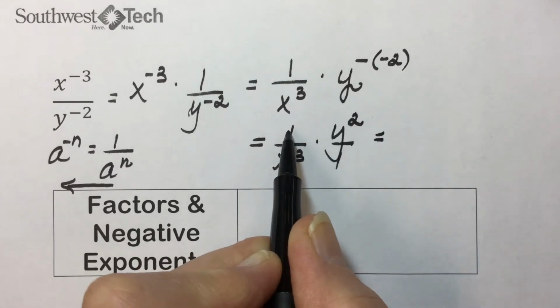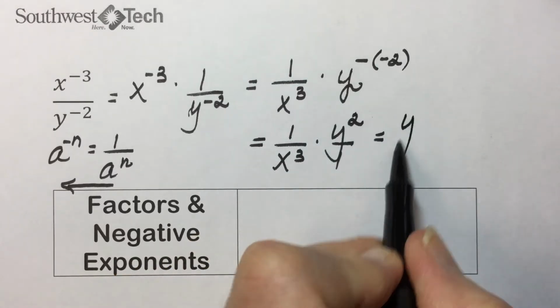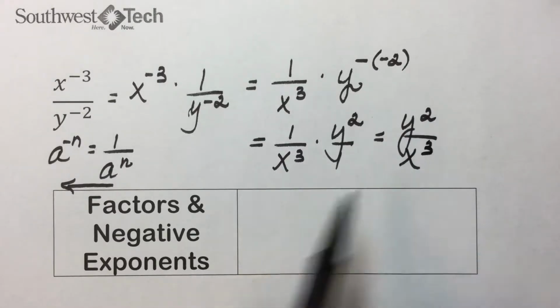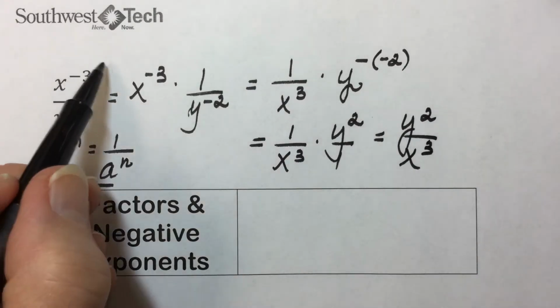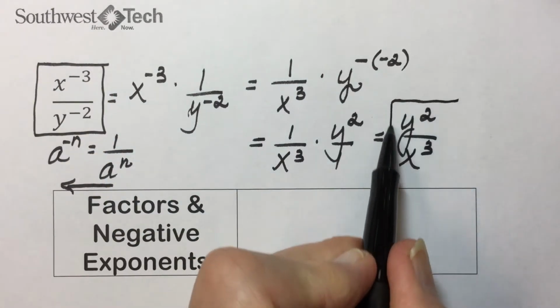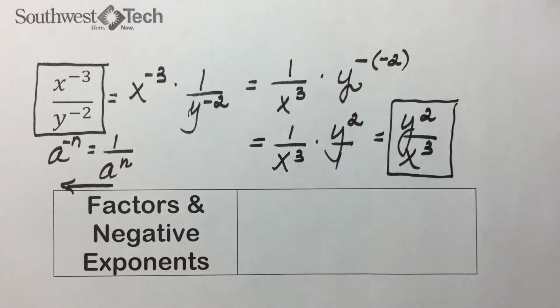Multiplying these together, in the numerator we end up with y to the second, and in the denominator, we end up with x to the third. If you look at where we started and where we ended up with an equivalent expression, you can see that we have factors that moved to the other side of the fraction bar and had a change in the sign on the exponent.